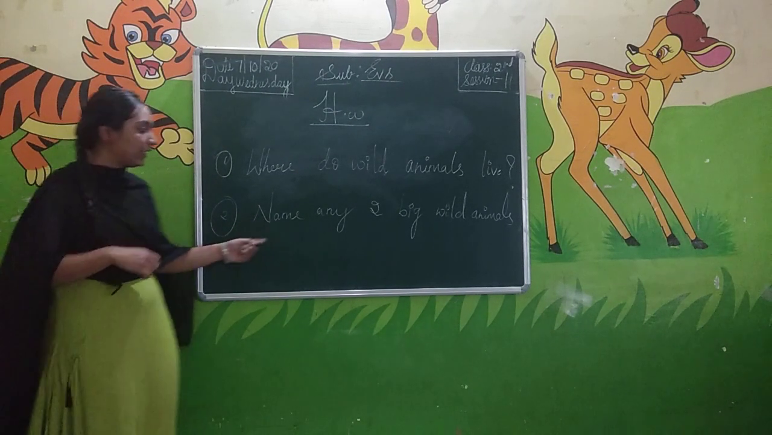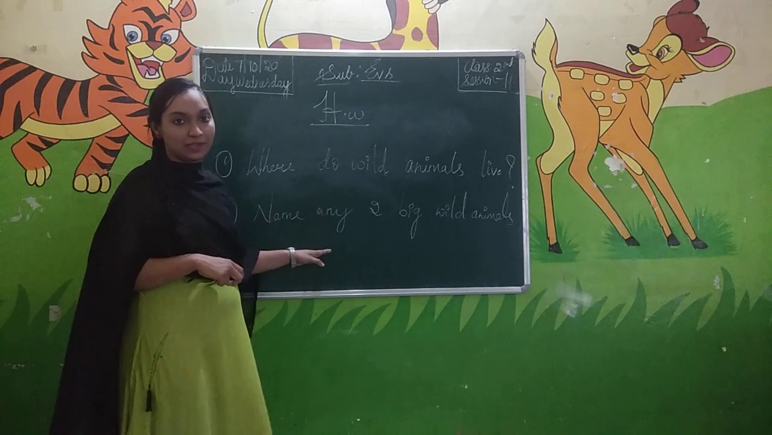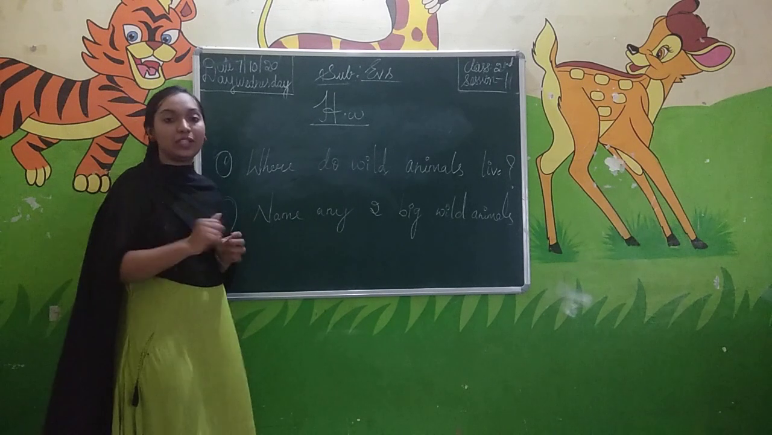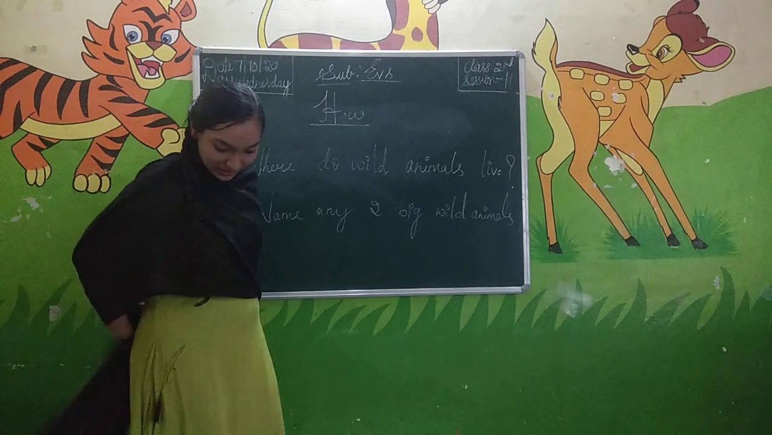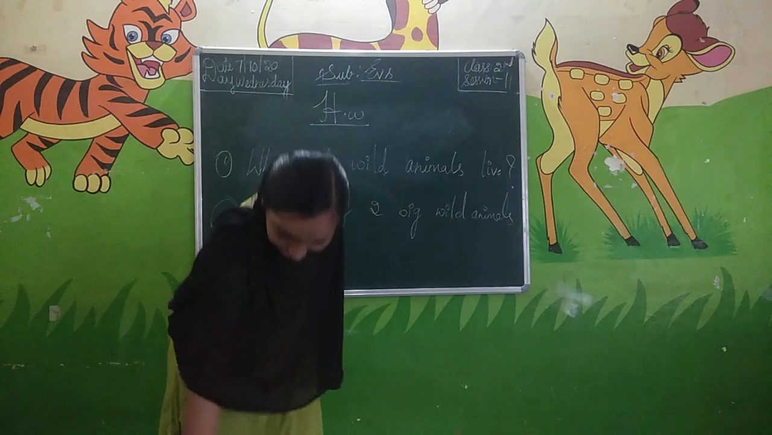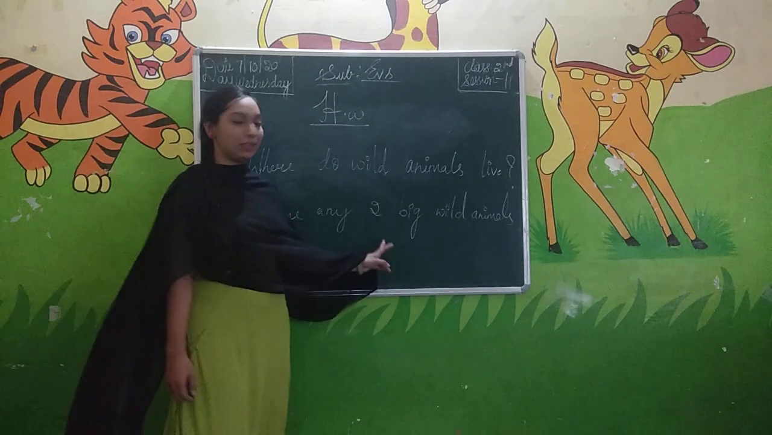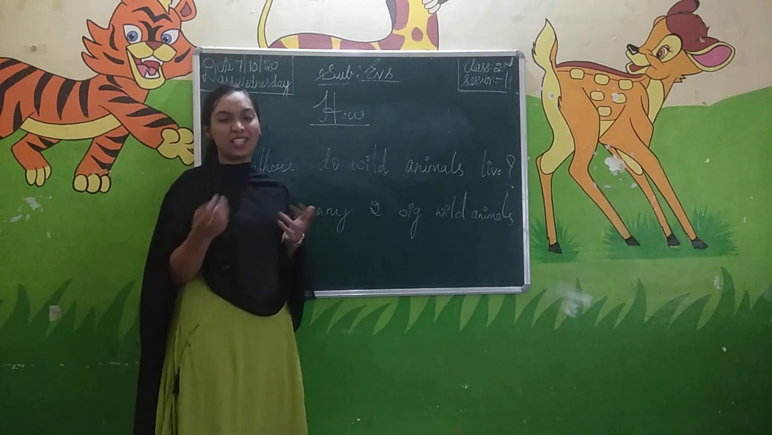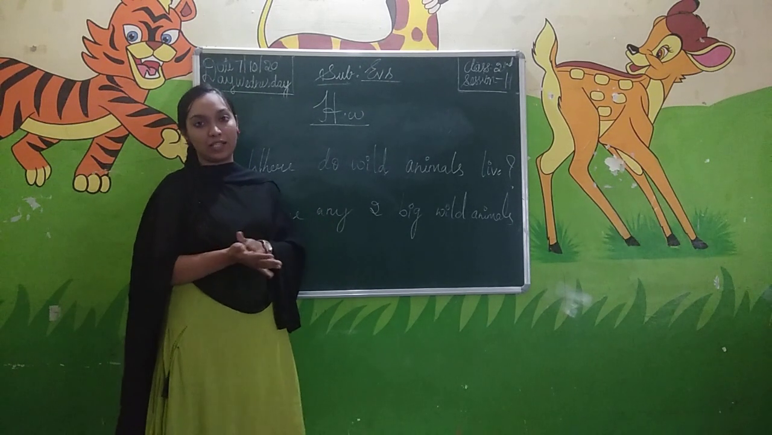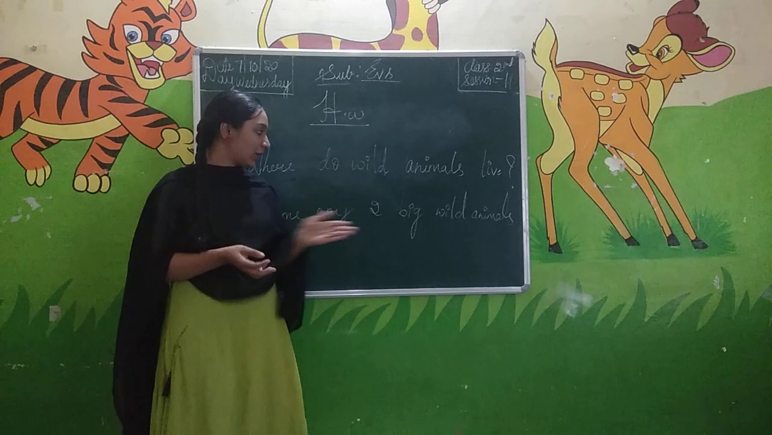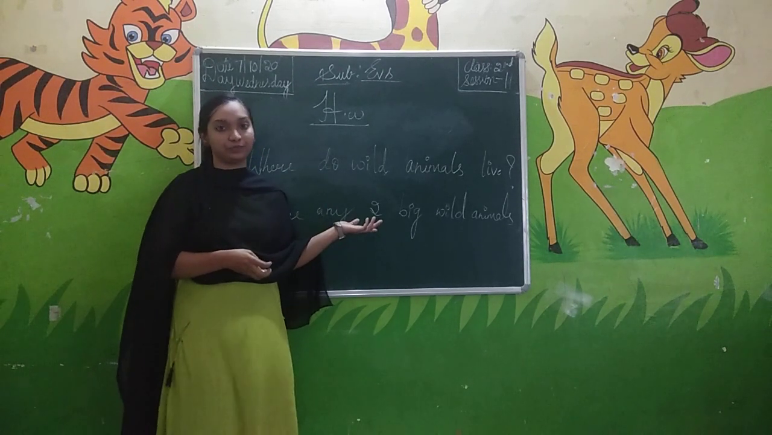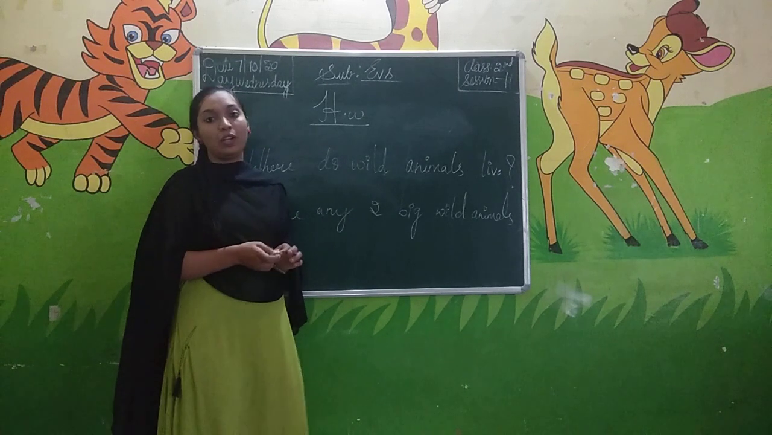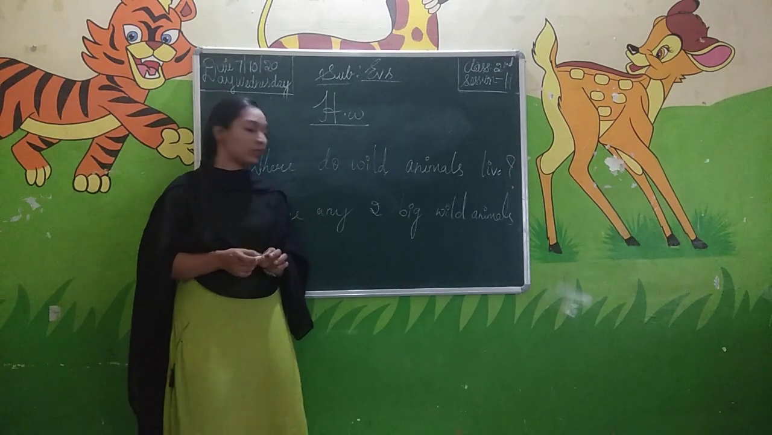The second question: name any two big wild animals. Two big wild animals. If you don't know, you can refer to the textbook, page number 183. It has given big wild animals. So which are the big wild animals? Lion, hippopotamus. Okay, these are some of the big wild animals that live in a forest. So this is the answer to these two questions. We have to answer these questions carefully.